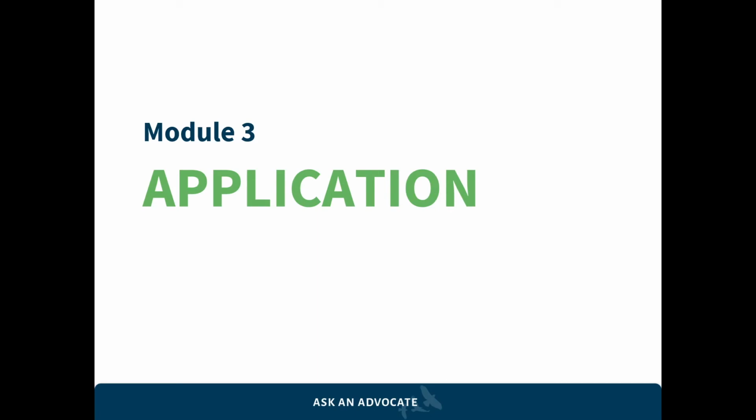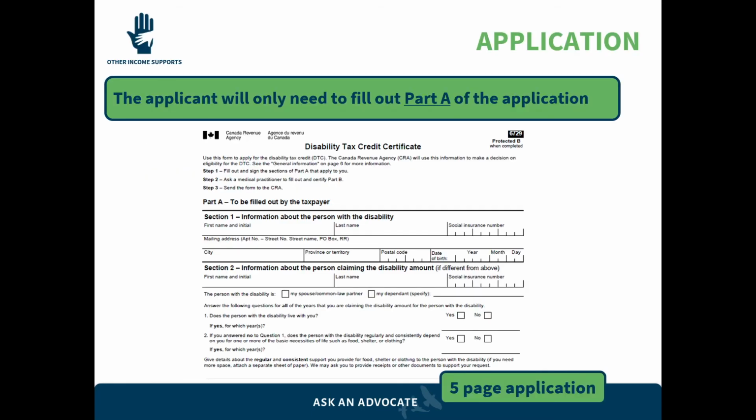In the next section, we're going to take a brief look at the application for disability tax credit and what is required to fill it out. The DTC is a 5-page application. However, as the applicant, you only need to fill out Part A, which is exclusively page 1 of the application. The remaining 4 pages are required to be filled out by the medical practitioner, if applicable.